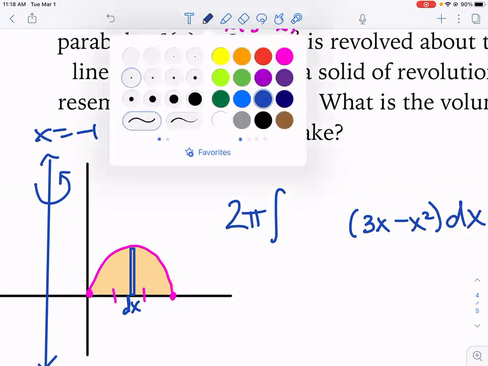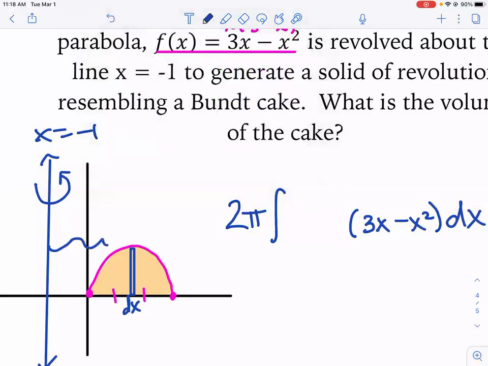Boys, we're focusing on this problem. I said boys.